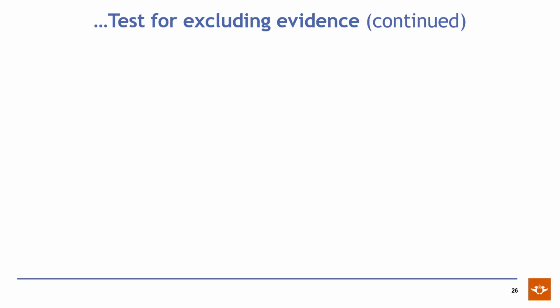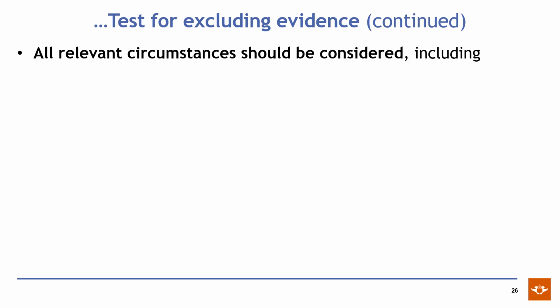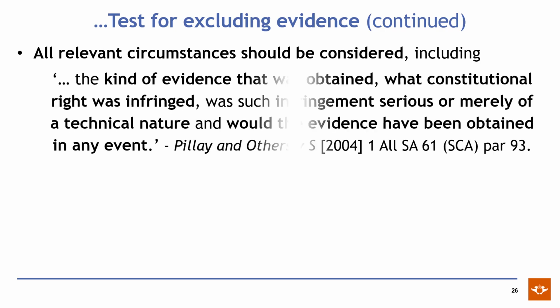Exercising the court's discretion when deciding whether or not the admission of evidence would render the trial unfair or be detrimental to the administration of justice, the presiding officer must consider all relevant circumstances. Now, there's no concise list in this regard, but a good list of factors or circumstances that should be considered was outlined by the Supreme Court of Appeal in the Pillay case.